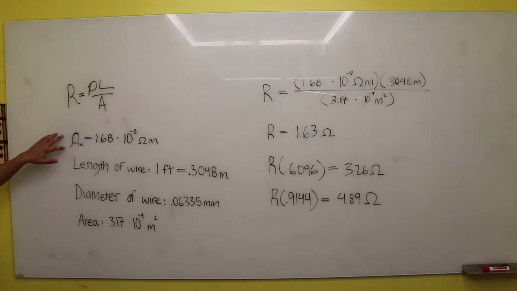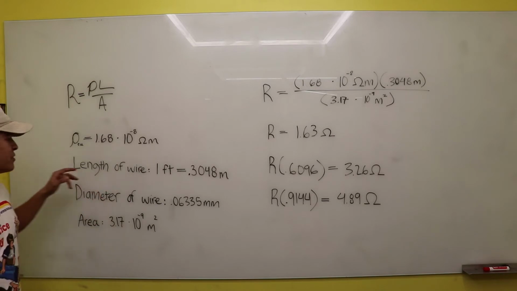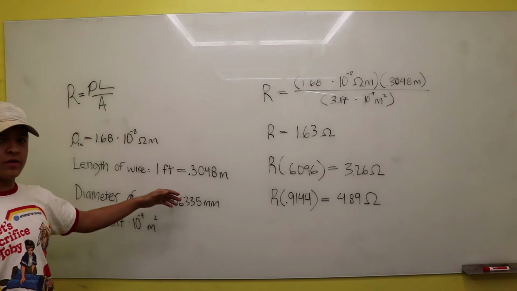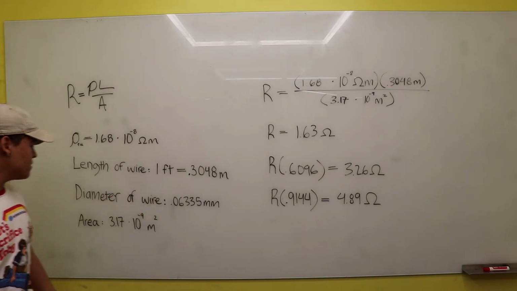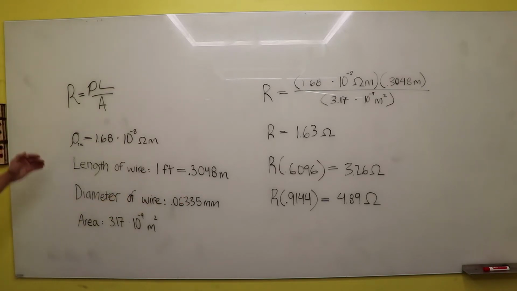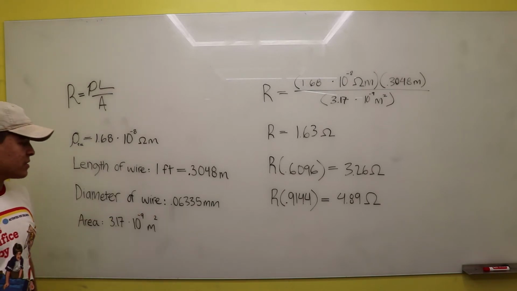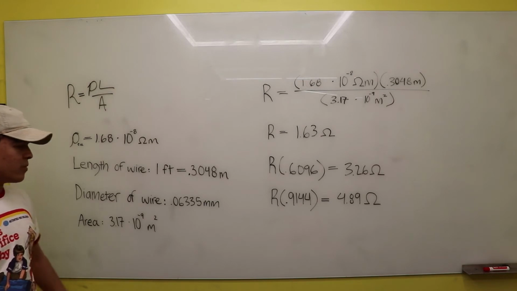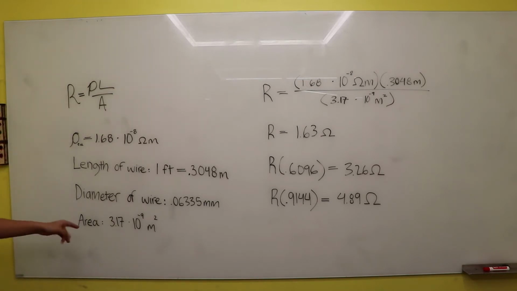Our resistivity constant for this is for copper. It's 1.68 times 10 to the negative 8 ohm-meters. This also changes based on what type of material you're using. Length of wire, for the first one we did 1 foot, converted to meters is 0.3048 meters. Now the diameter of the wire was 0.06335 millimeters. You take half of that for your radius, square it times pi, you get your area, which is 3.17 times 10 to the negative 9th meters squared.